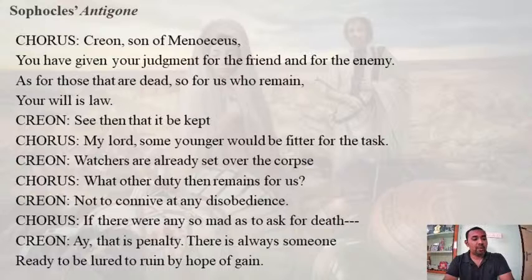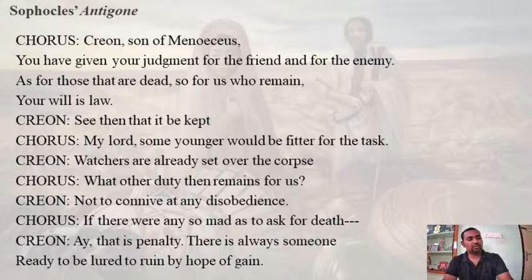Chorus. If there were any so mad as to ask for death. So to go against the king means asking for death. So the chorus says, if there is anyone so mad as to ask for death. Creon. Aye, that is the penalty. There is always someone ready to be lured to ruin by hope of gain. So Creon points out that there will be someone who is ready to lure themselves to some sort of gain.